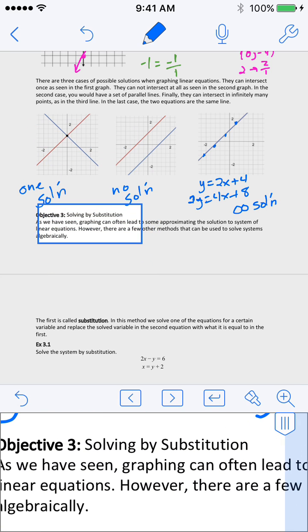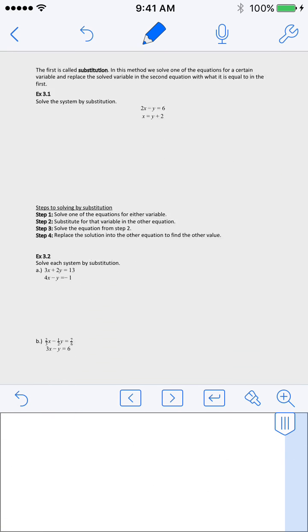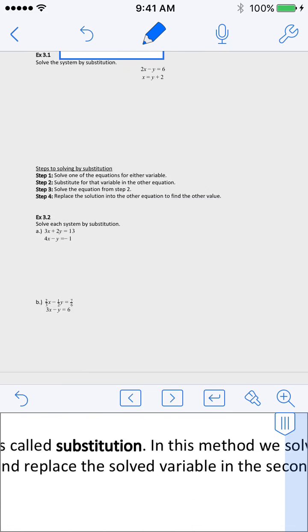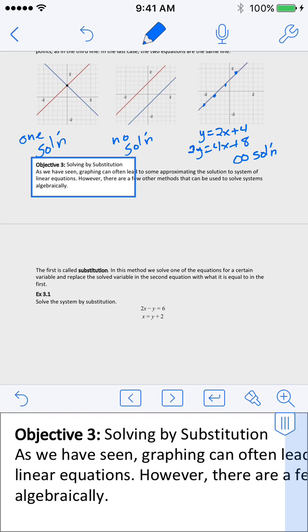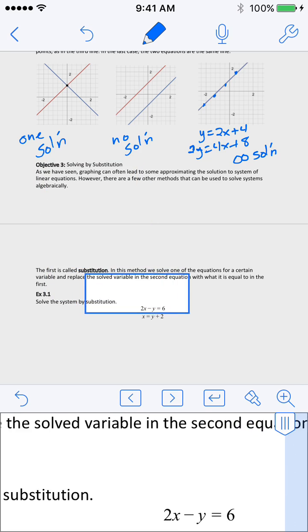So a much more accurate method would either be by substitution, or later on we're going to learn elimination. Either one is acceptable. I do not believe I asked you to solve a certain way, but on your homework you will be asked to solve certain ways. So you have to learn both of these, all three of these actually. So let's start with substitution, solving by substitution.